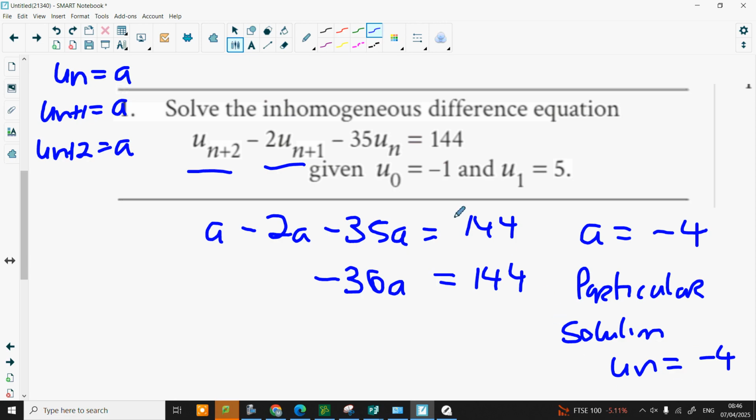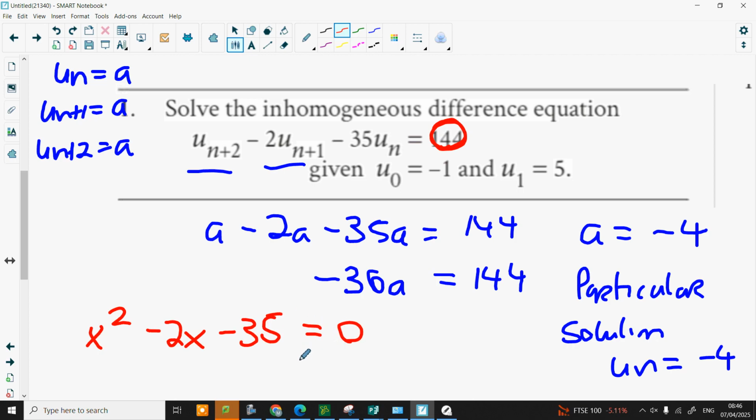That's done. You come back at it again, except this time you're striking off the 144, it's 0. And you go back to what we did in the previous exercise. What did we do in the previous exercise? Un+2 will be x squared. 2Un+1 is, anybody? 2x, yeah. And minus 35Un? 35, okay, equal to 0.